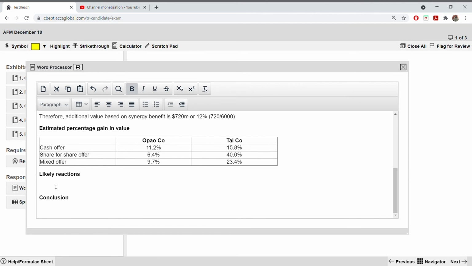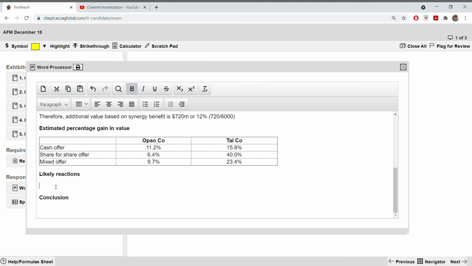However, this offer is reliant on the fact, remember now they are giving the disadvantage. If they go for share for share, there's a disadvantage. What is it? This offer is reliant on the fact that the expected synergy benefits will be realized, and they will probably need to analyze the likelihood of this. They have to see the likelihood. How much synergy can be realized through this? Because it depends on the expected synergy benefit.